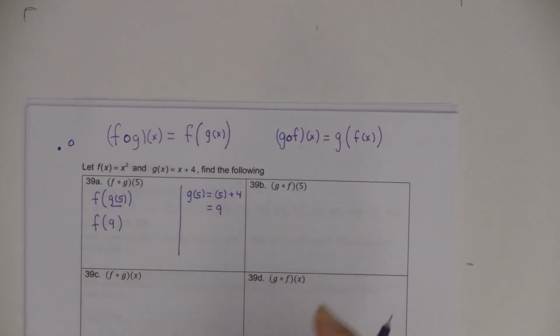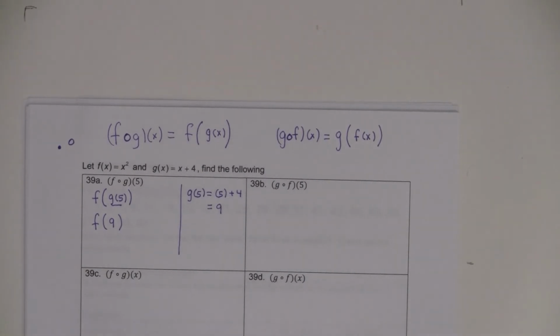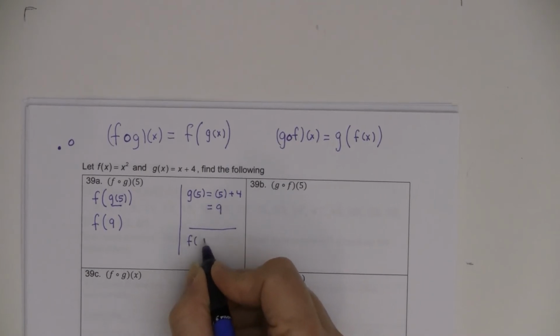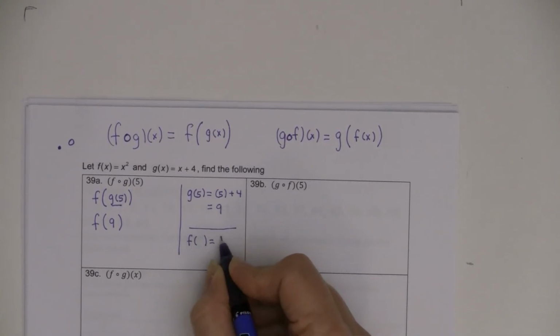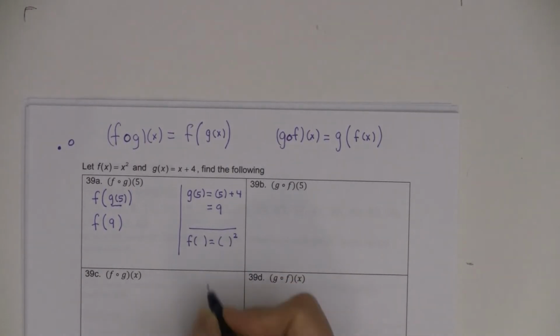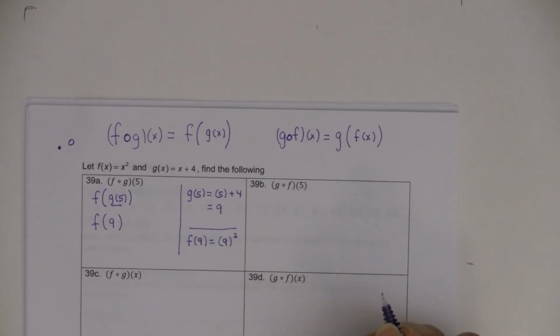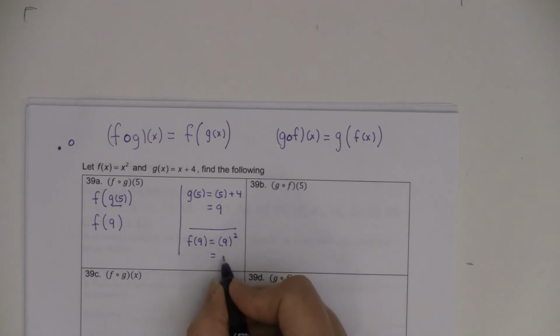So where I have G at 5, I'm going to replace it with 9. And then that tells us 9 was the output for G. Now 9 is the input for F. So we want to do this with F. So F looks like this, F of the blank parenthesis there, raised to the second, and you're putting in 9. And so when you put in your 9, 9 squared is 81.